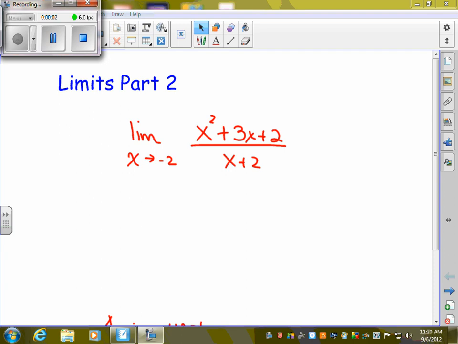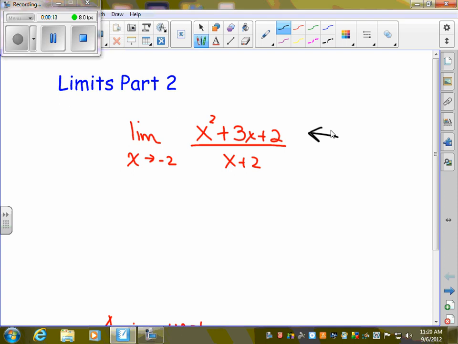This lesson is going to continue with our discussion of limits. We're going to focus today on what happens when I try to find the limit of a rational expression, something like I've got written here, where you're finding the limit of a fraction, and what happens when you get that indeterminate form that we talked about yesterday.